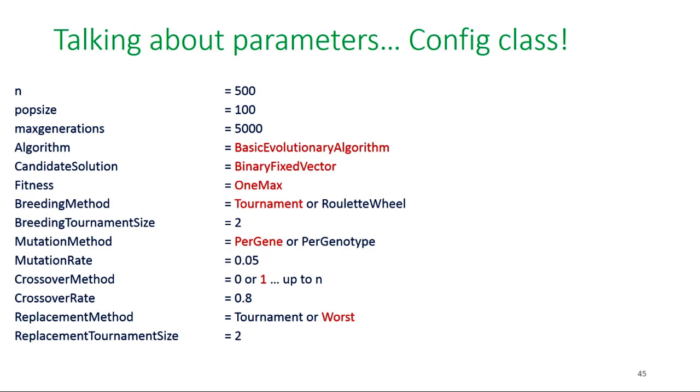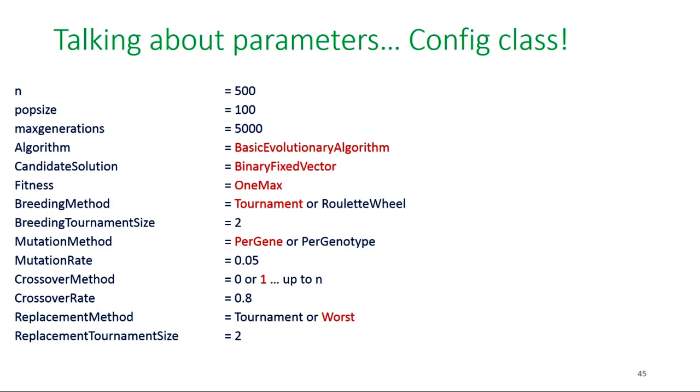Okay? The per gene means that you go over every bit of a candidate solution, and with a certain probability, let's say 1% or 2%, you flip it. That's mutation per gene. So you need a mutation rate. Okay? For example, here, 5%.